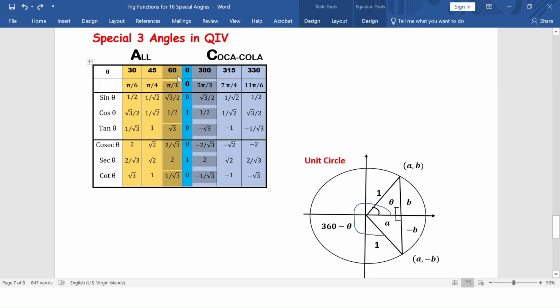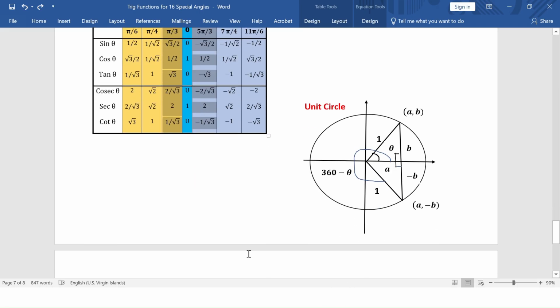You can see that they're the same: sine, cosine, and tangent of 60 will be the same as the associated angle in the fourth quadrant, which is 300, or 360 minus theta. In the same way, only cosine and secant will be positive and the rest negative. Yeah, ladies and gentlemen, this is very interesting.